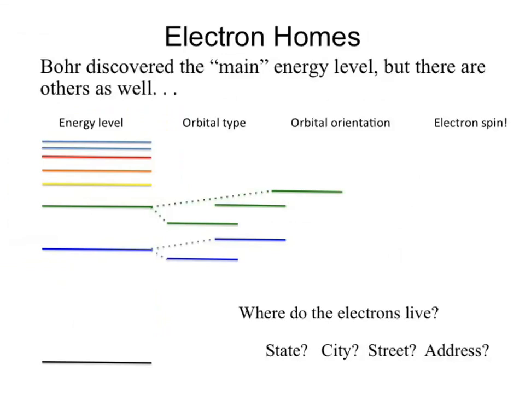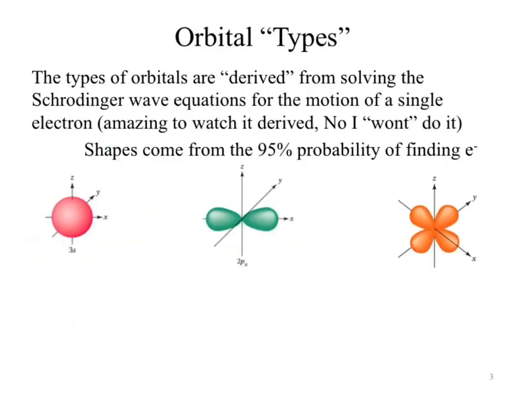While that can be confusing, try and relate it back to something reasonable. It's like looking at an address of where someone lives. Ultimately a state, a city, a street, and an address. So how do you zoom in to figure out exactly where that electron is located? Orbital types. We end up with 3 possible orbital types.